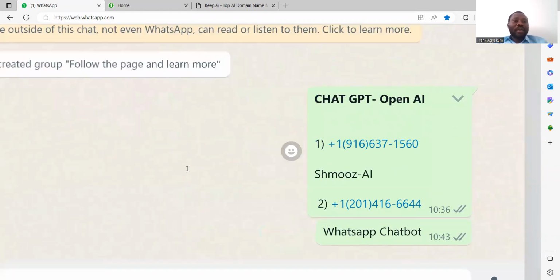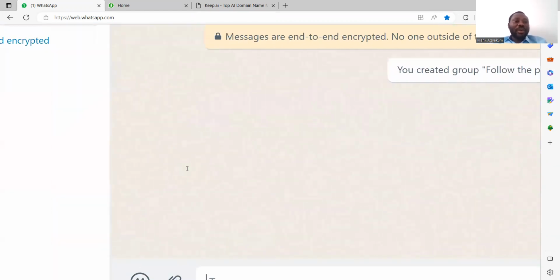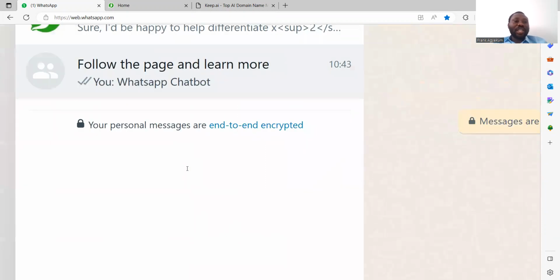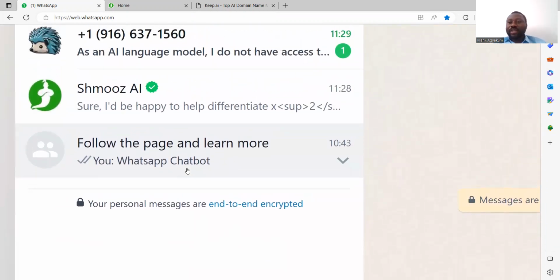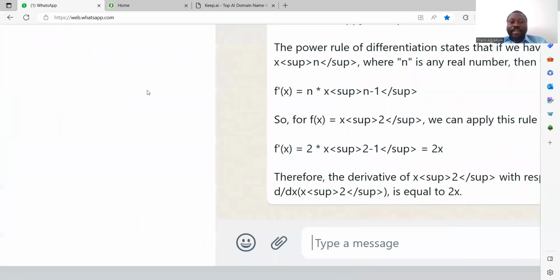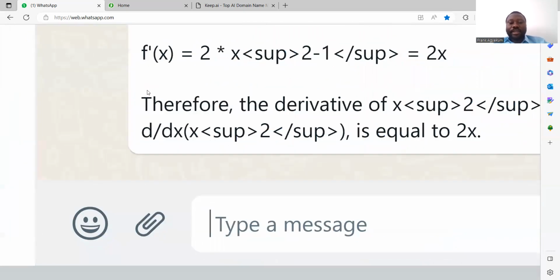Okay. Now, in my earlier video, I indicated on ChatGPT how to write your motivation letter and then your CV. Okay, that was on ChatGPT. But let's see if we can get a well-written CV from this WhatsApp chatbot. So on Shmooz-ai, let's see if we can write a well-written CV.